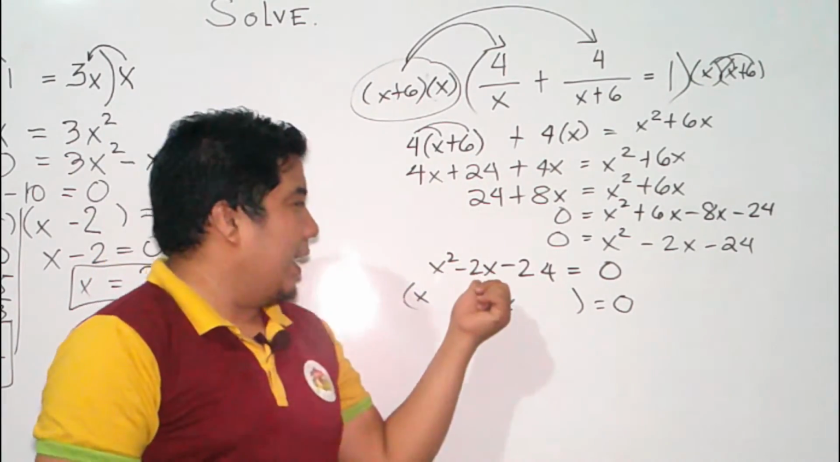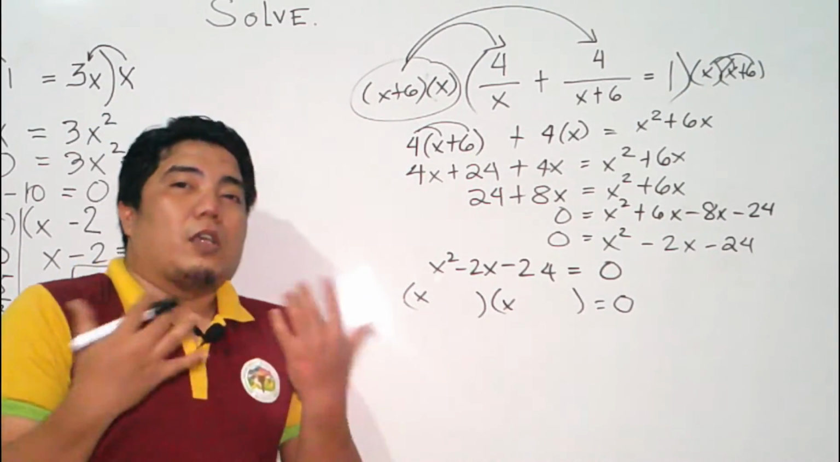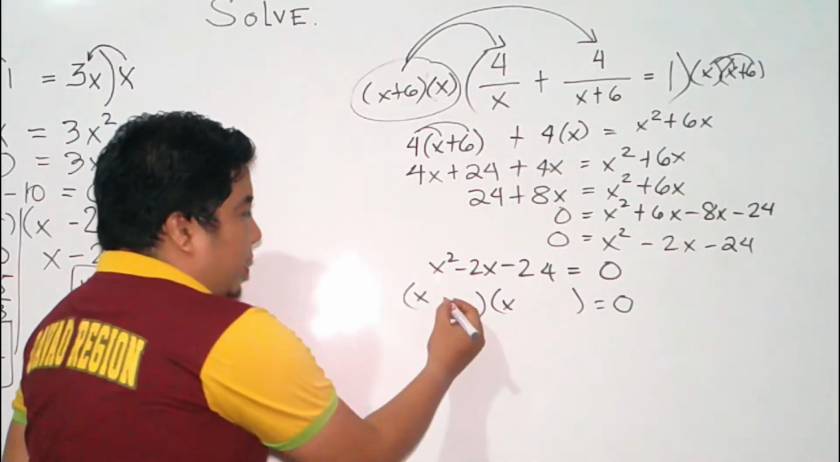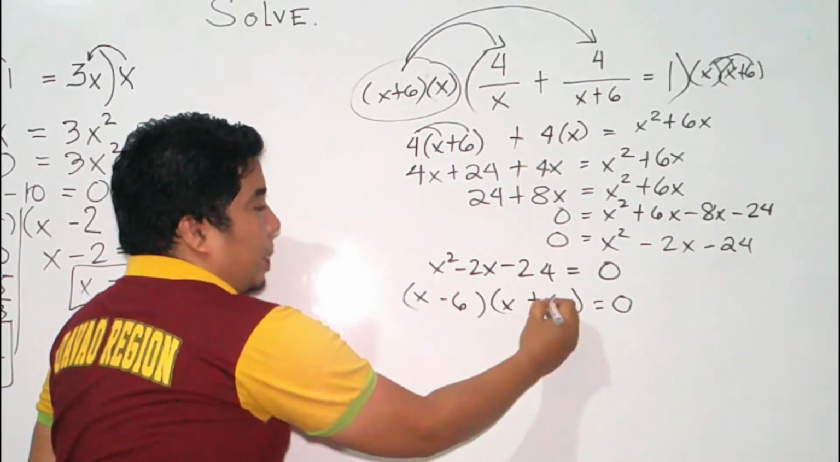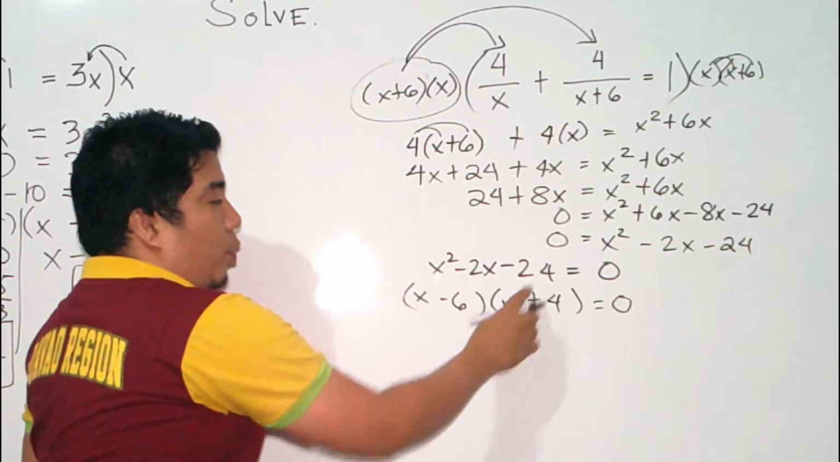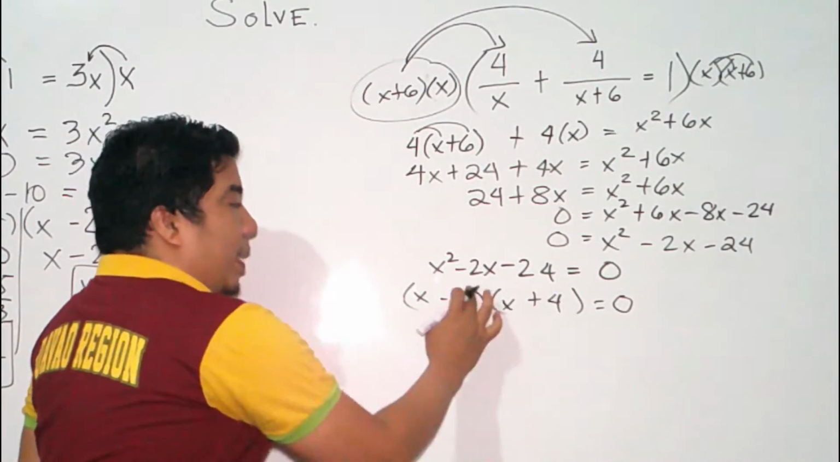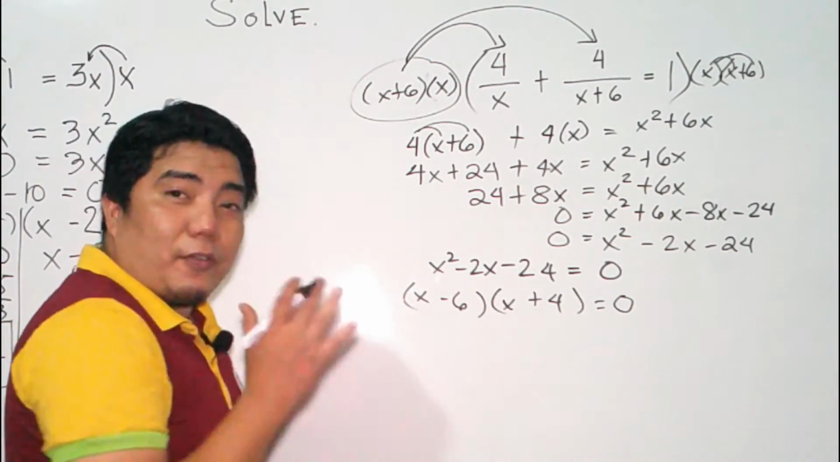Now, as you can see, since negative 2 here is our middle term, then what we need to consider is the bigger factor should be negative 6 and the other factor is positive 4. Because if we multiply them, that is negative 24. And if we add them, that is negative 2. Okay, so this is a correct factor.